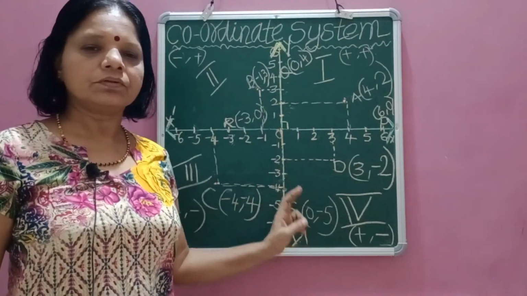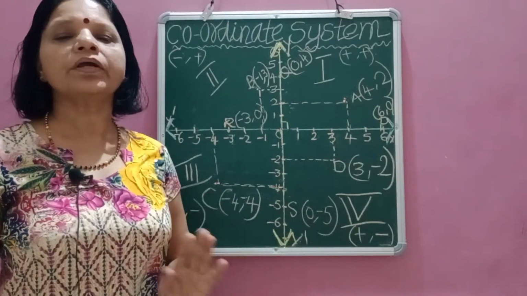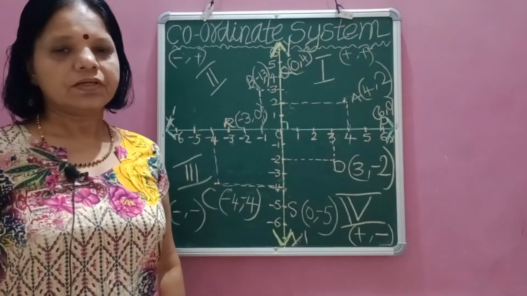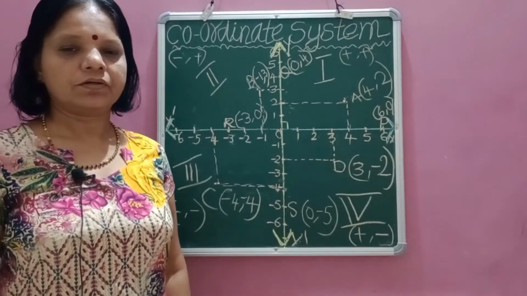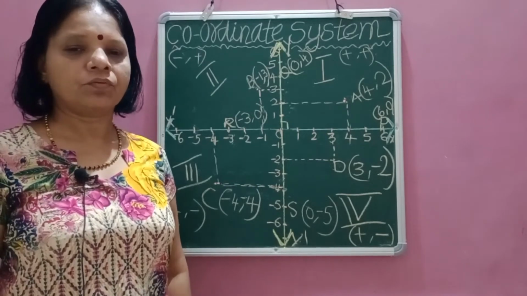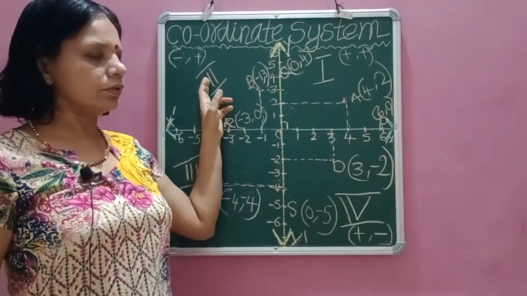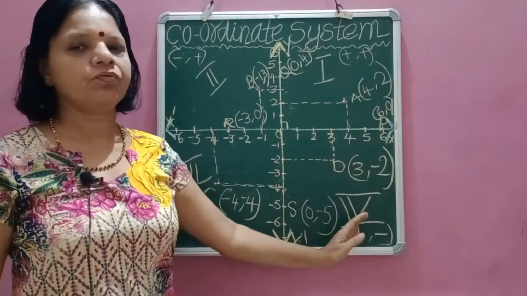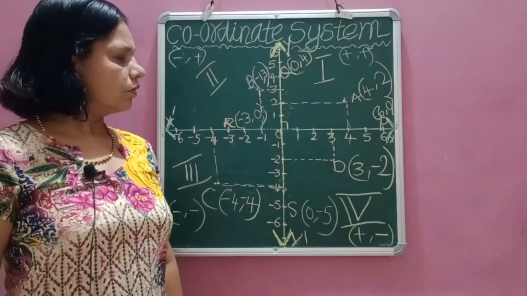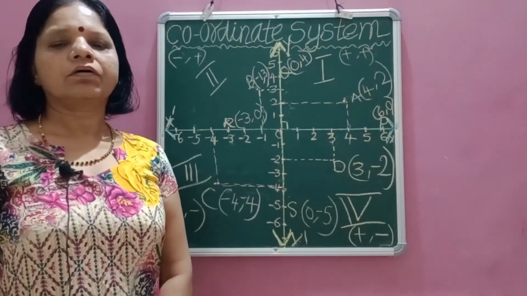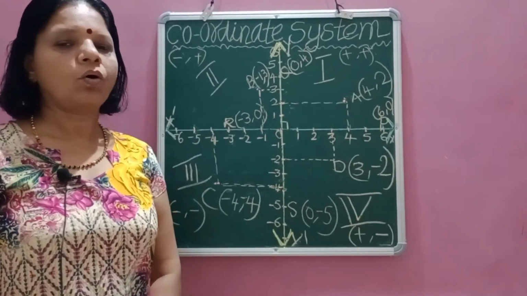So if you draw such number lines, the plane is divided into four equal parts. Each part is called a quadrant. What is it? Quadrant means 1/4. First quadrant, second quadrant, third quadrant, fourth quadrant. Now, how will you get the coordinates of the points in a coordinate system?